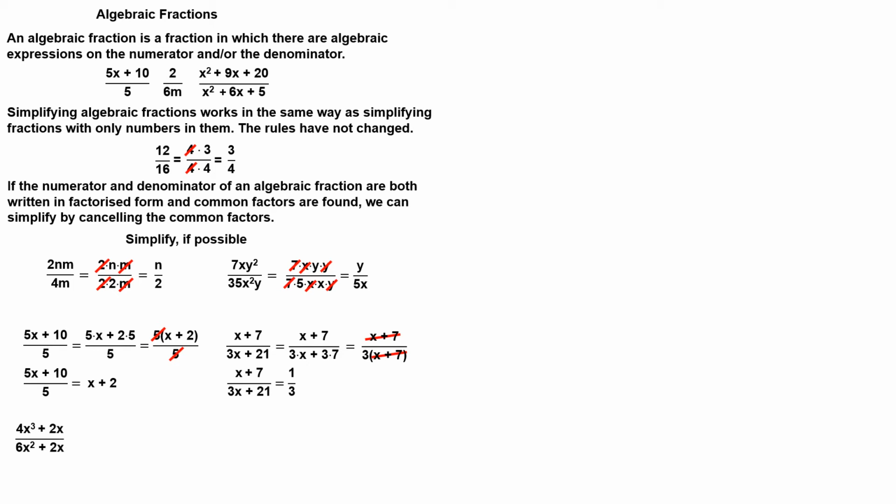In this fraction, to factorize the numerator, we have to find the highest common factor of 4x cubed and 2x. Remember, the highest common factor of monomials is the product of common prime numbers and common variables raised to the least exponent. 2x is the highest common factor. To factorize the denominator, we have to find the highest common factor of 6x squared and 2x. 2x is the highest common factor. The common factor is 2x. After cancelling, we get this fraction.